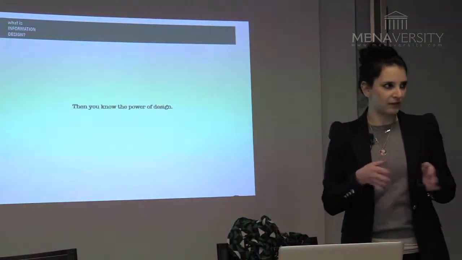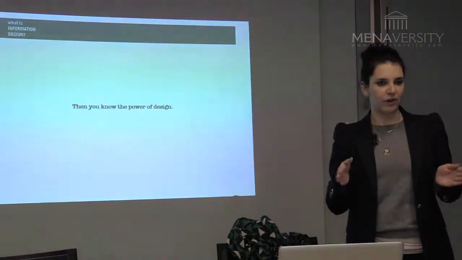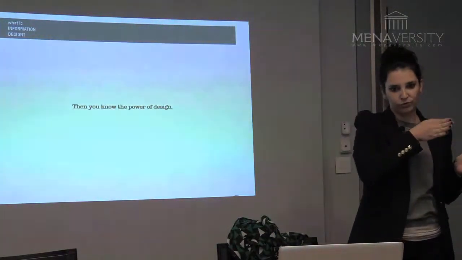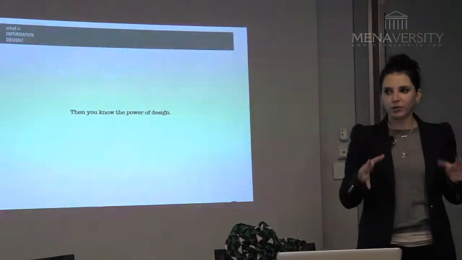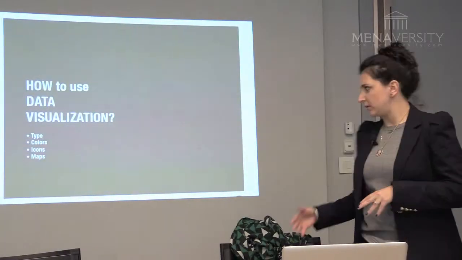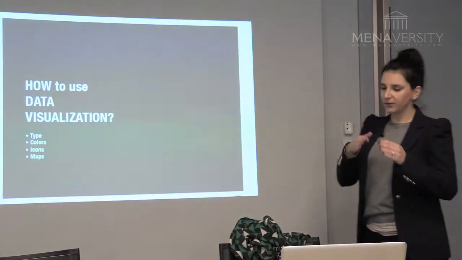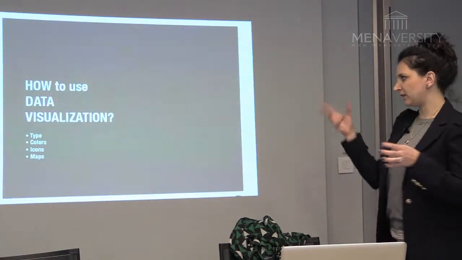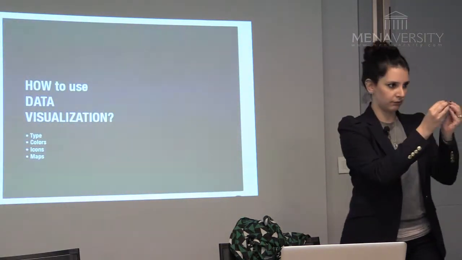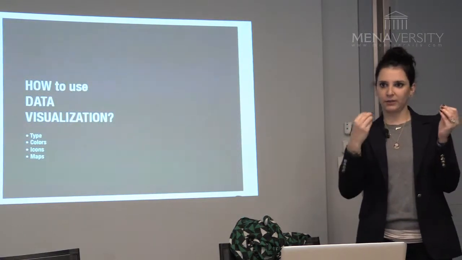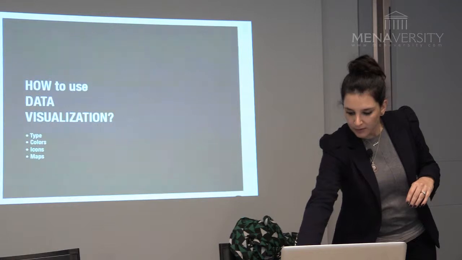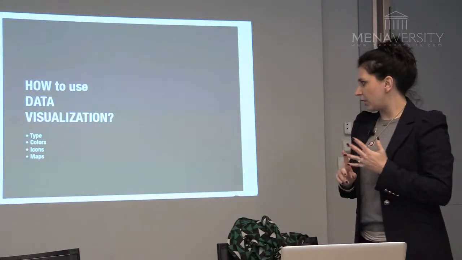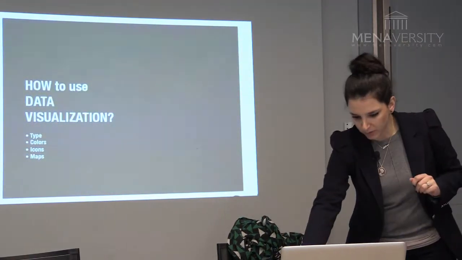But information design is something you see every day in your life, whether you're driving on the street, you're in a restaurant, you're in an airport, wherever you are, there's information design. So how to use data visualization? Information design, I like to use the word data visualization because it's really like taking data and making it accessible to an audience, right? So we have type, colors, icons, and maps. So we're going to start with type.